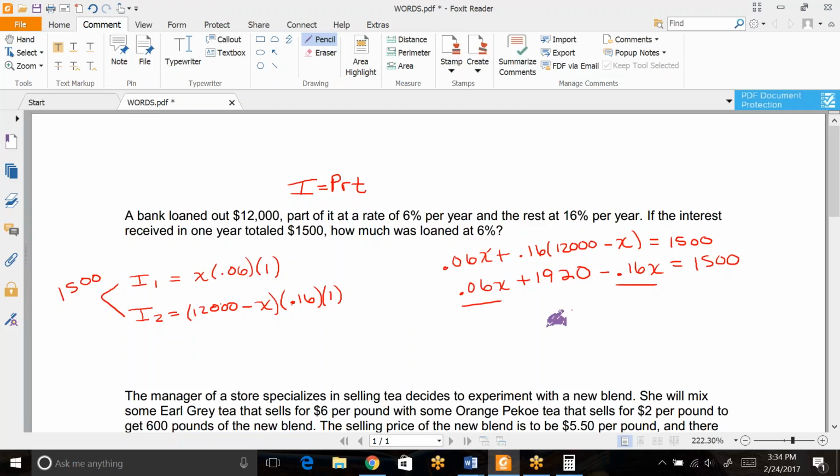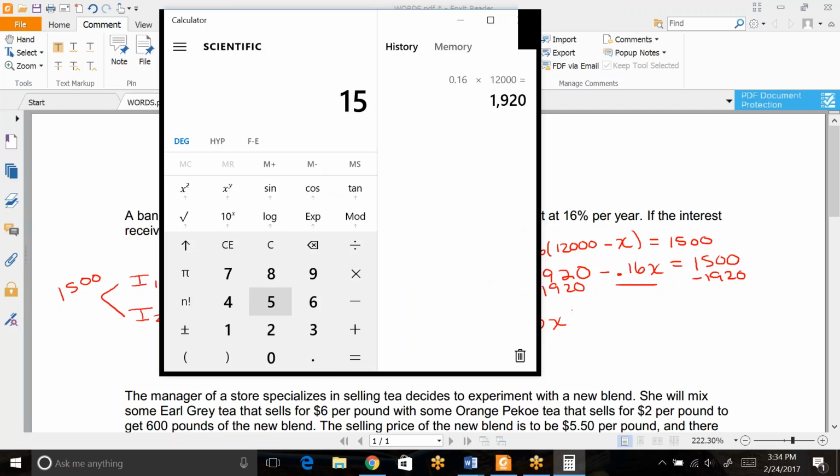Combine the like terms over here on the left, that'd be negative 0.10x. We can also subtract over the 1920. Which gives me negative 420. And I'm going to go ahead and divide that by the negative 0.10, which gives me 4,200.